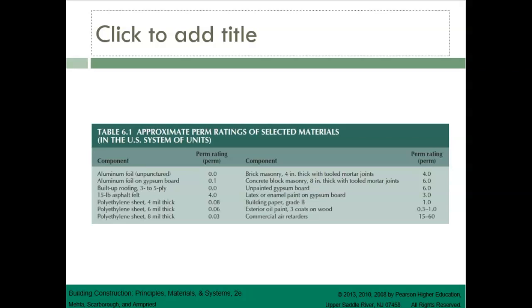4.0. Brick masonry is the same, it's 4.0. Those are really not very good in terms of not allowing vapor to pass through them. Unpainted gypsum board, vapor can pass right through that. Building paper grade B is 1.0, and just some of the other ones. Paint's actually a fairly decent vapor retarder, according to this chart.